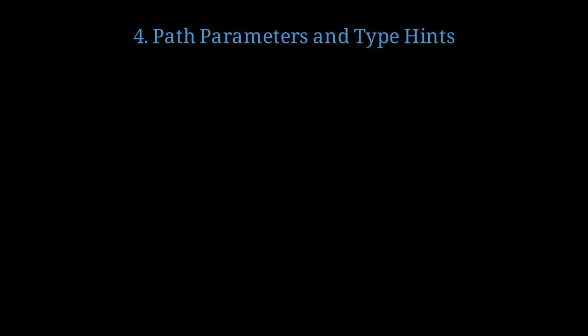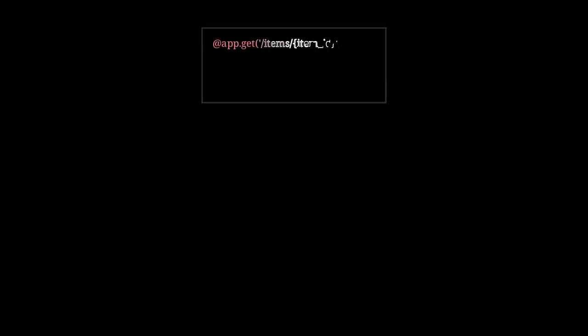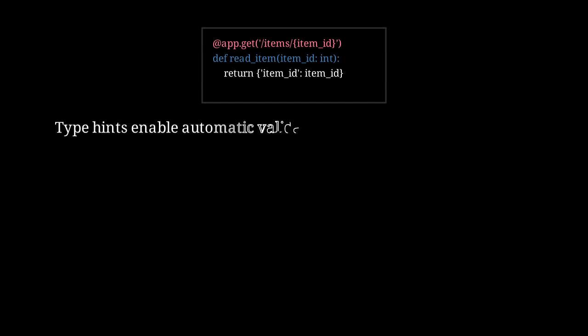FastAPI uses Python type hints to validate and document your API automatically. This route uses a path parameter item_id with an integer type hint, which FastAPI automatically validates. The type hint ensures that item_id is converted to an integer and validated automatically. Type hints lead directly to automatic validation, reducing the code you need to write.